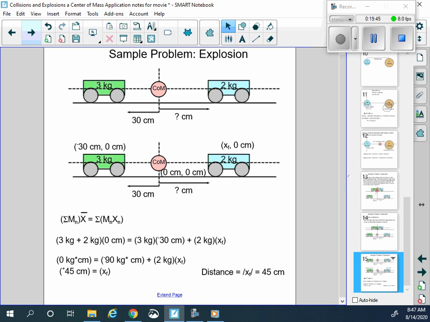If the question was where has the object ended up, it ended up 45 centimeters to the right of where it started because it's plus. Where did the 3 kilogram cart end up? 30 centimeters to the left of where it started because it's minus. So we're going to use the plus and minus the same way you do in a math class for your XY coordinate system, for the very simple reason that we're using an XY coordinate system to identify locations.